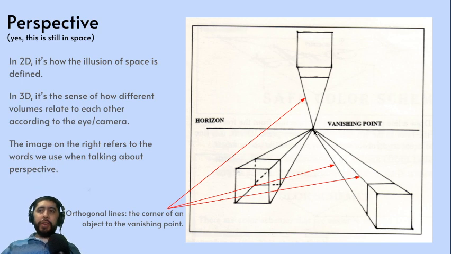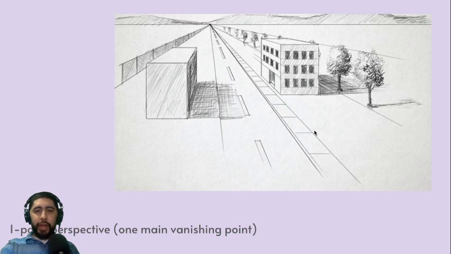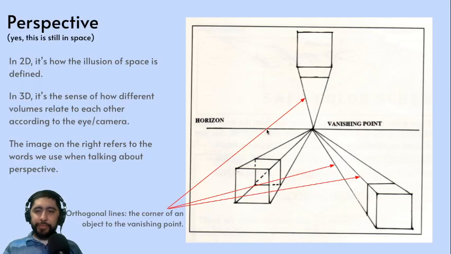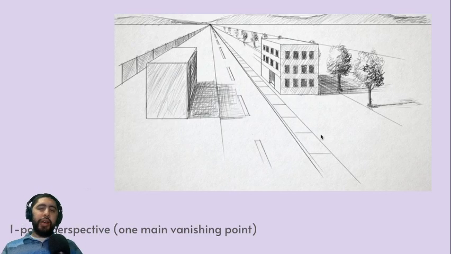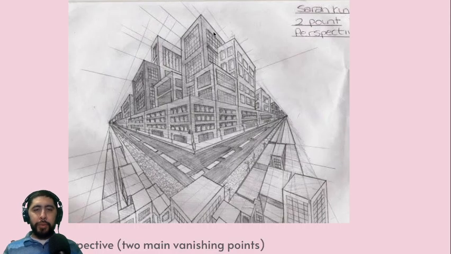The vanishing point is, the easiest example is looking at a road where it seems to just disappear. That's a vanishing point. And in perspective, the orthogonal lines lead from the corner of an object to that vanishing point. So these are orthogonal lines. One point perspective means there's one main vanishing point. Two point perspective means there's two main vanishing points.